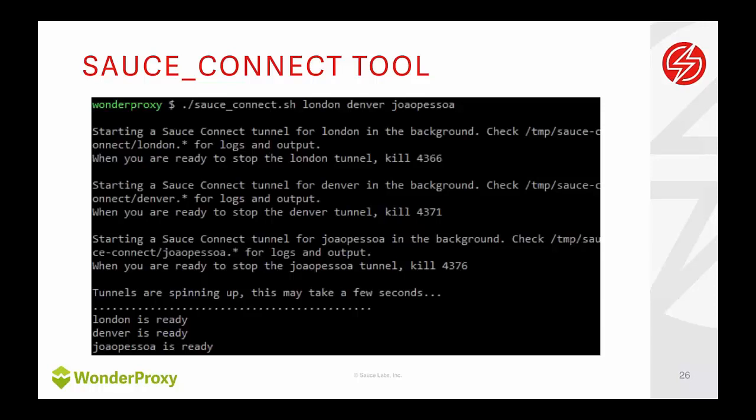Since the Sauce Connect tool is great at running a single tunnel, and often when you're dealing with localization testing, you'd rather be running multiple tunnels simultaneously, we've created a tool that works on Linux/Mac as well as a PowerShell version for Windows users that helps you manage multiple tunnels running simultaneously. And let's see if I can get that working for me right now.